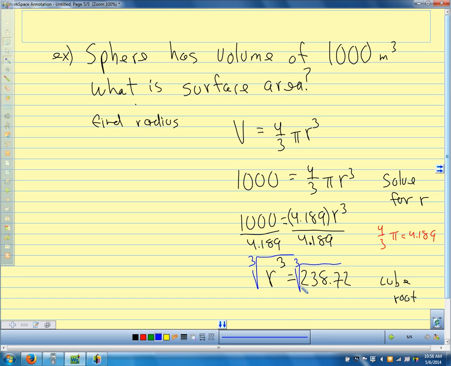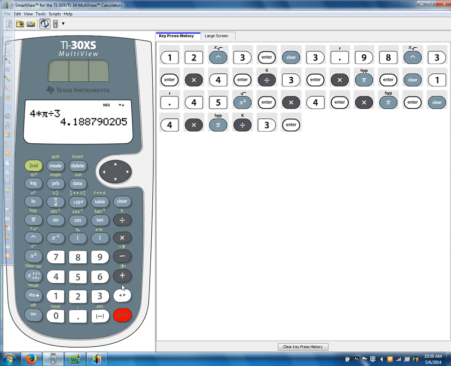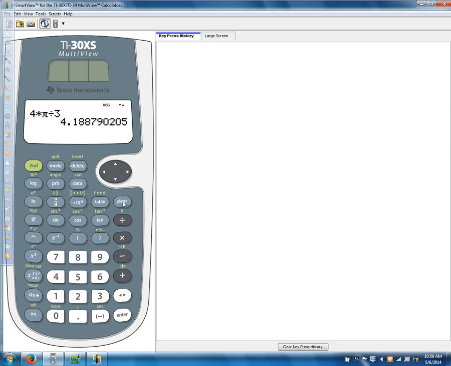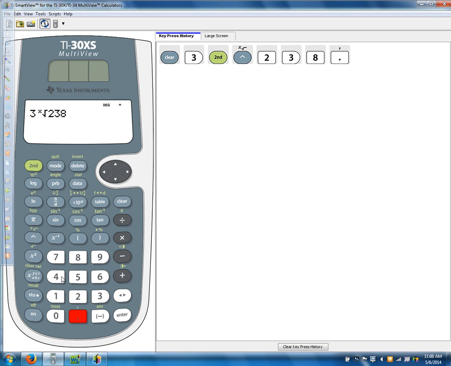So in your calculator, let me show you how to do a cube root. Most of us, if you have a calculator like this one, are going to use this button here that says X with the square root sign. So I'm going to put a 3 in there to tell it it's my cube root. Then I hit that button, and then I put my number in there. What did we have? 238.72. And the cube root of that is about 6.2.